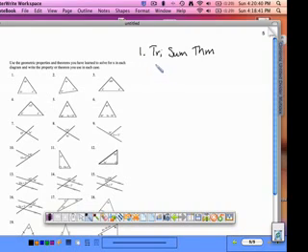The equation for this problem would be 75 plus 60 plus x is equal to 180 degrees. When you finish solving this equation, you should get an answer for x of 45 degrees. For problem 2, which is very similar, you should get 35 degrees. Please pause the video now and work out numbers 1 and 2.